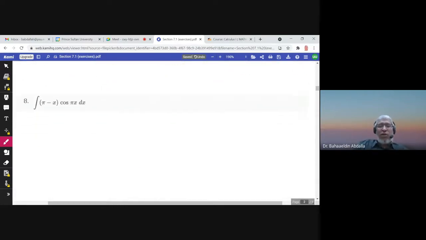Here also, pi minus x is an algebraic function, and the derivative of pi minus x is negative 1, because the derivative of pi is 0, it's just a number, and the derivative of negative 1 is 0. So we can use the same method. But how do we find the integral of cosine pi x?